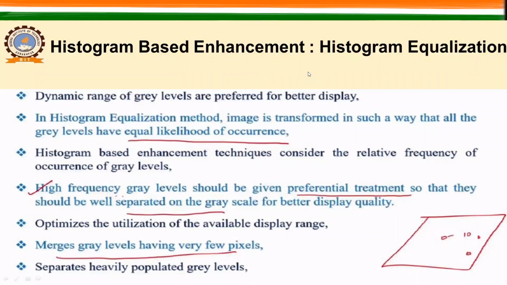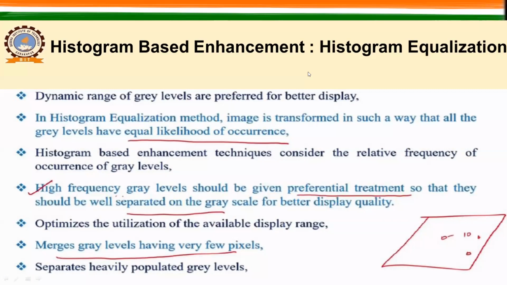The next point is that in histogram equalization, the image is transformed in such a way that all the gray levels have equal likelihood of occurrence. So all the DN numbers, it doesn't matter whether they are very low or very high, will have equal chances of getting displayed. That is the advantage when you apply this histogram equalization.